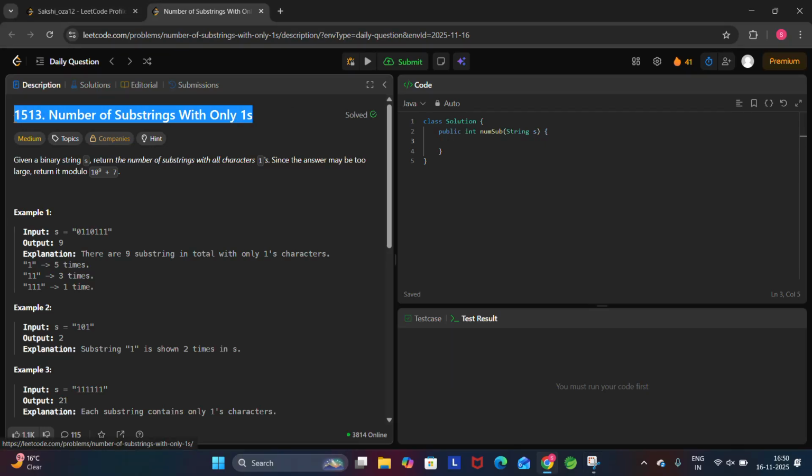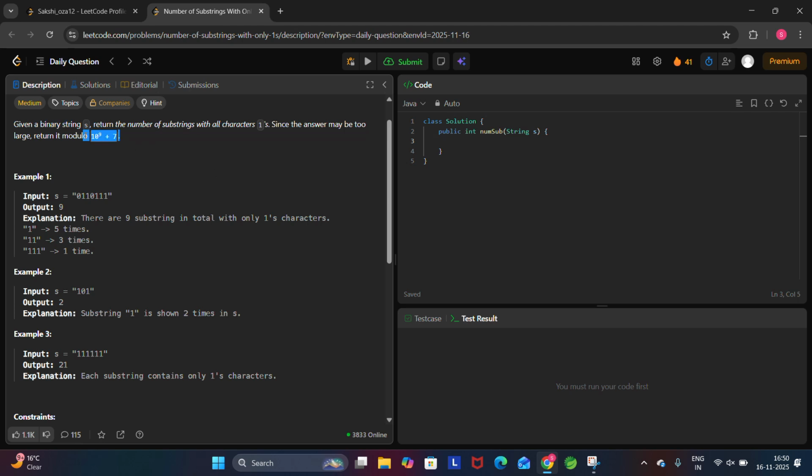So in today's LeetCode question, we are going to solve question number 1513, which is Number of Substrings With Only 1s. It is a medium level question, obviously. The question is very simple but also very interesting. We are given a binary string s, and we need to count how many substrings contain only the character 1. Substrings that include even a single zero are not allowed here. Since the total number of substrings can be very large, we return the answer modulo 1e9 plus 7, which is also given here.